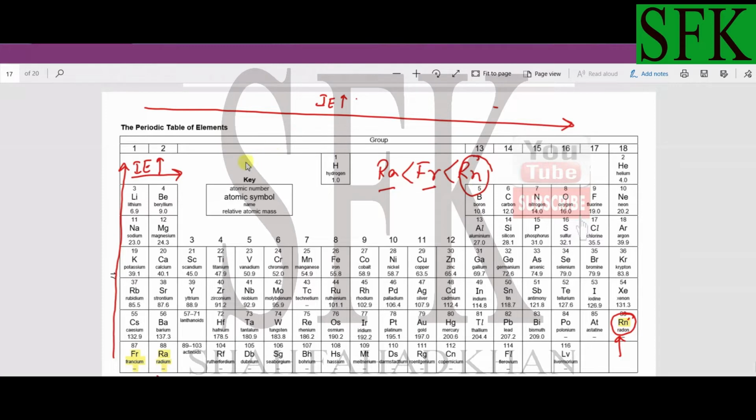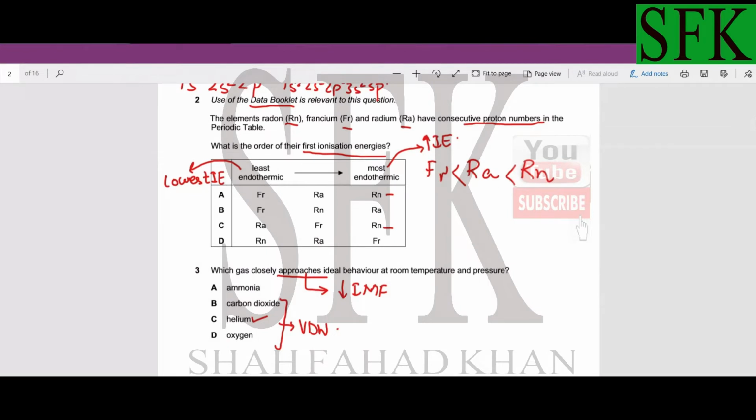So this is the trend. Radon followed by francium and then followed by radium. Okay, so the most endothermic is the ionization energy of radon, then followed by francium, and then followed by radium. All right, so the most endothermic is radon in option A or C, but then comes francium or radium. All right, so since we know that francium has a greater ionization energy as compared to radium, it's option A.